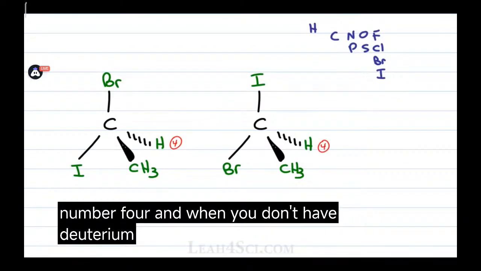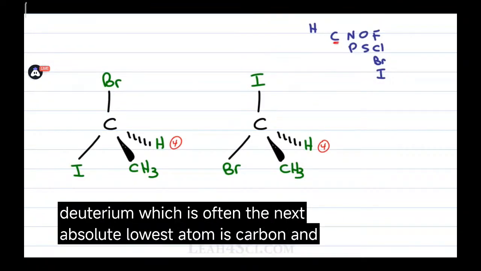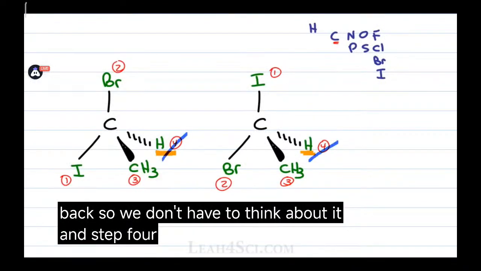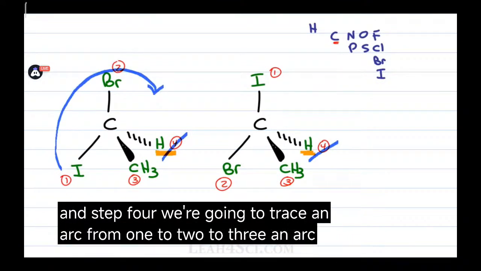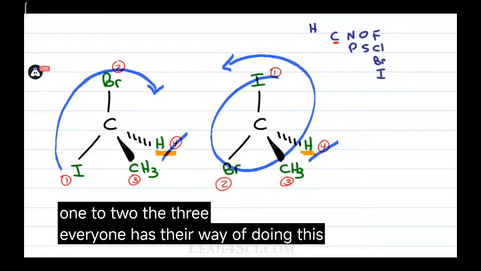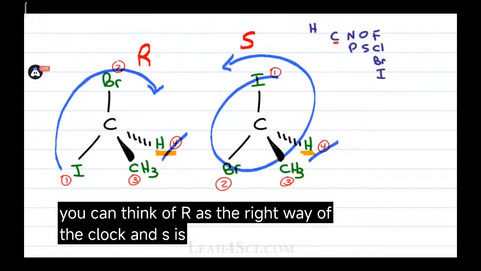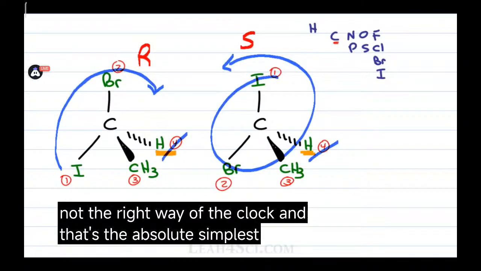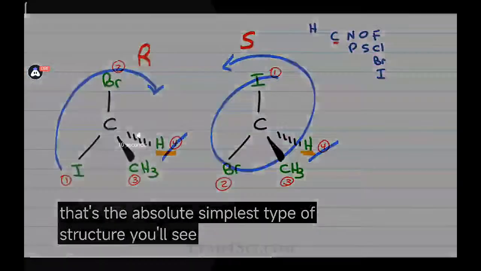And when you don't have deuterium, which is often, the next lowest atom is carbon. And step 4, we're going to trace an arc from 1 to 2 to 3. Everyone has their way of doing this. I like this one: R as the right way of the clock, and S is counterclockwise. And that's the absolute simplest type of structure.